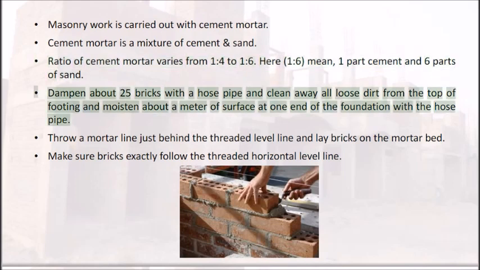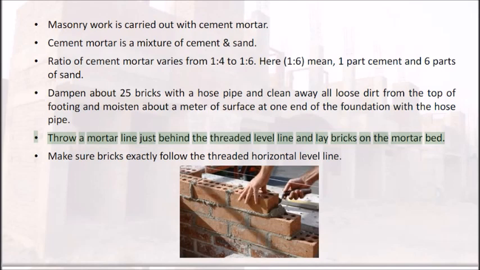Dampen about 25 bricks with a hose pipe and clean away all loose dirt from the top of footing and moisten about a meter of surface at one end of the foundation with the hose pipe. Throw mortar line just behind the threaded level line and lay bricks on the mortar bed. Make sure bricks exactly follow the threaded horizontal level line.